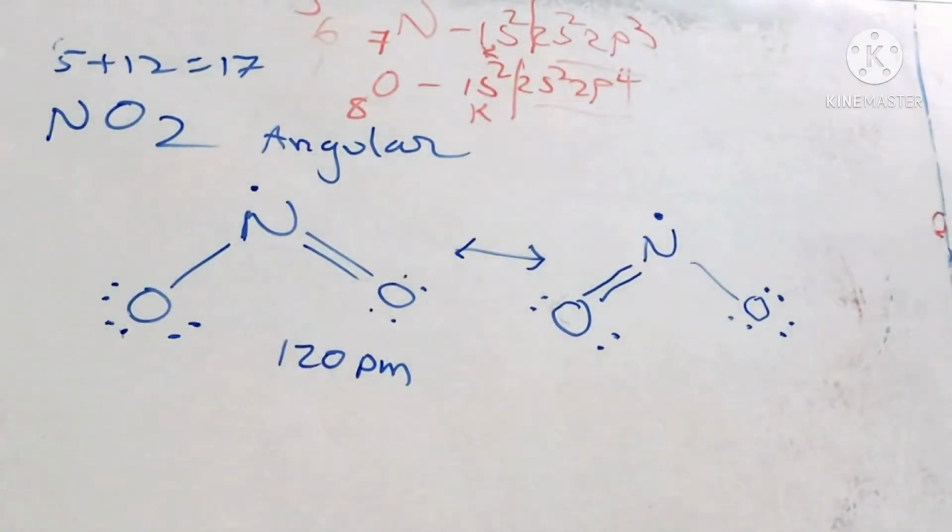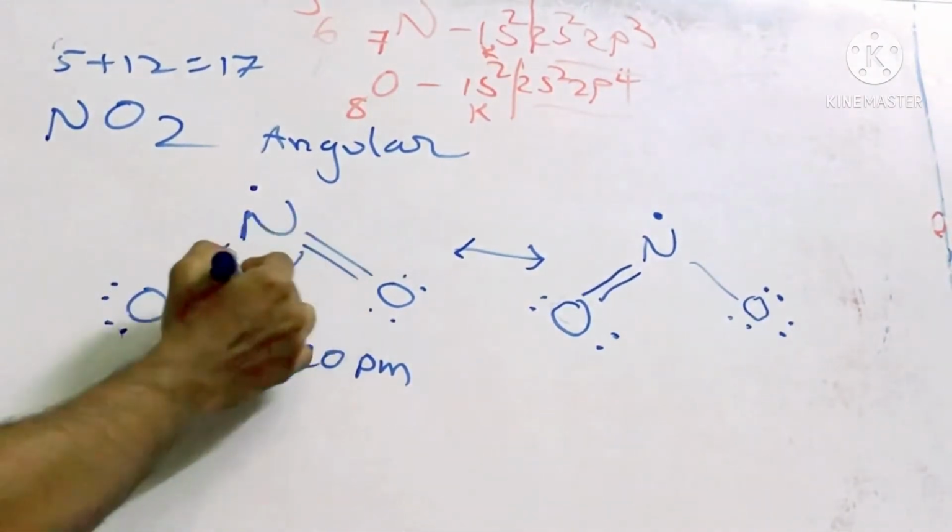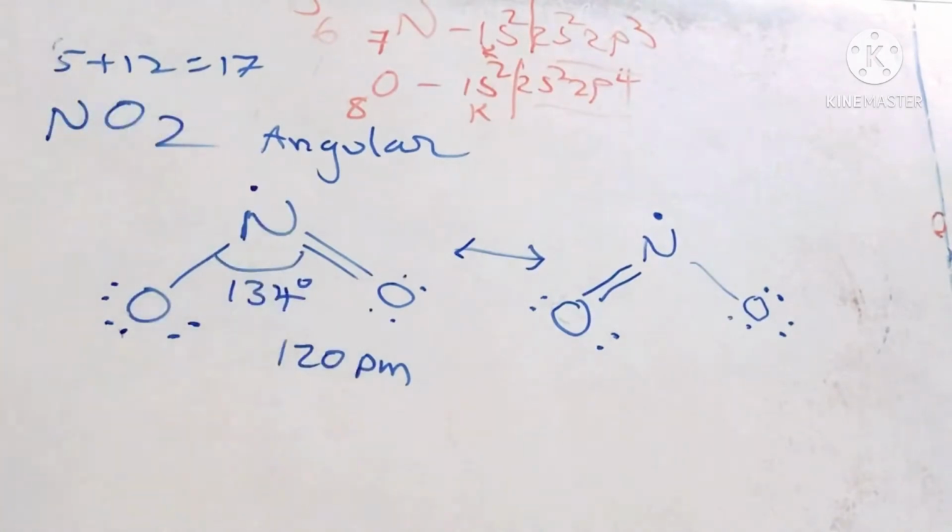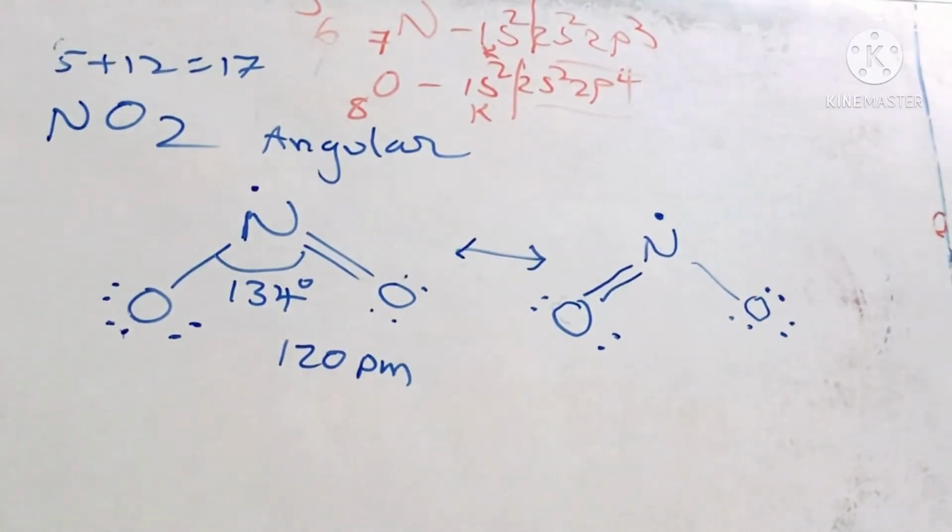NO bond length is around 120 picometers, and the angle, it is angular. This angle will be 134 degrees. So in such a way we can write the NO2 structure. So this is nitrogen dioxide. So we will see the other 3 more.